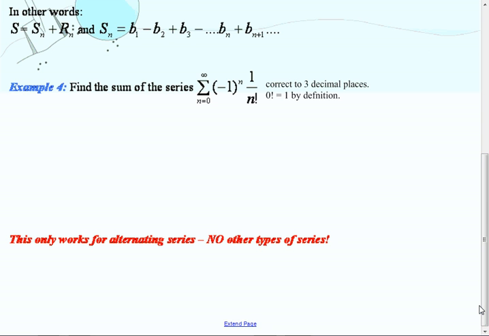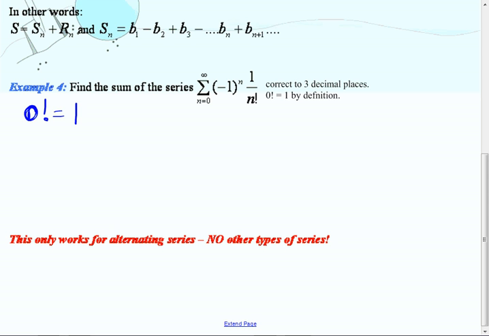Find the sum of the series correct to 3 decimal places. Okay, I just want 3 decimal places. I'm going to need a calculator. So, by the way, 0 factorial, by definition, is equal to 1. We don't want it equal to 0, we want it equal to 1. So 0 factorial and 1 factorial are the same thing.